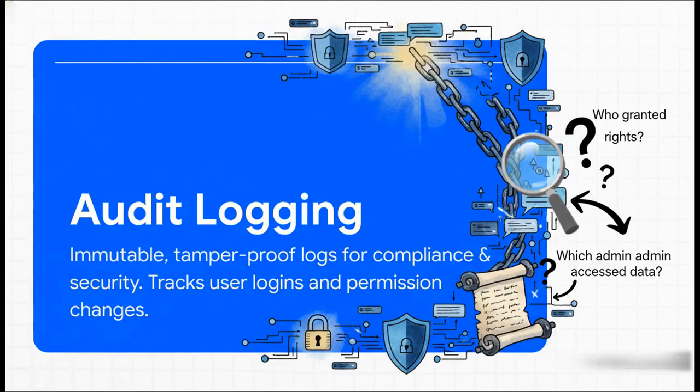But what about the really critical actions happening inside your system? For those, you need something much more serious: audit logging. Look, this isn't just a casual record. We're talking about a tamper-proof, high-security log that is absolutely essential for compliance and security. Without it, you can't answer those crucial questions like, hey, who gave this user admin rights? Or which employee just looked at this customer's private data? Its immutability is the whole point. It has to be trustworthy.